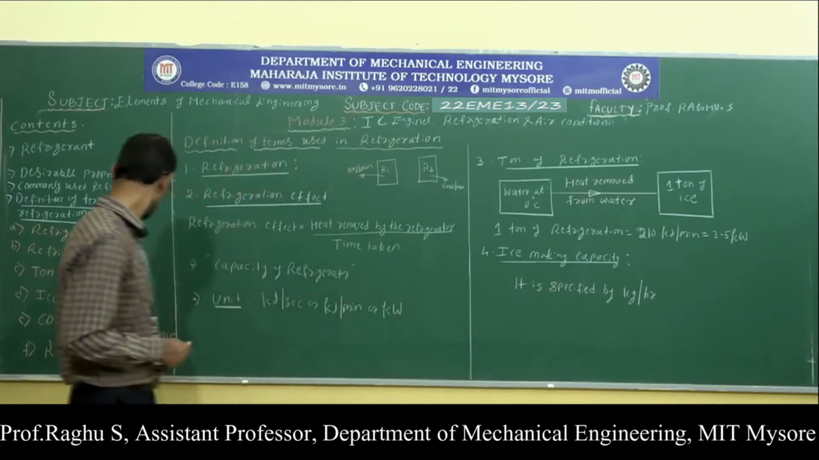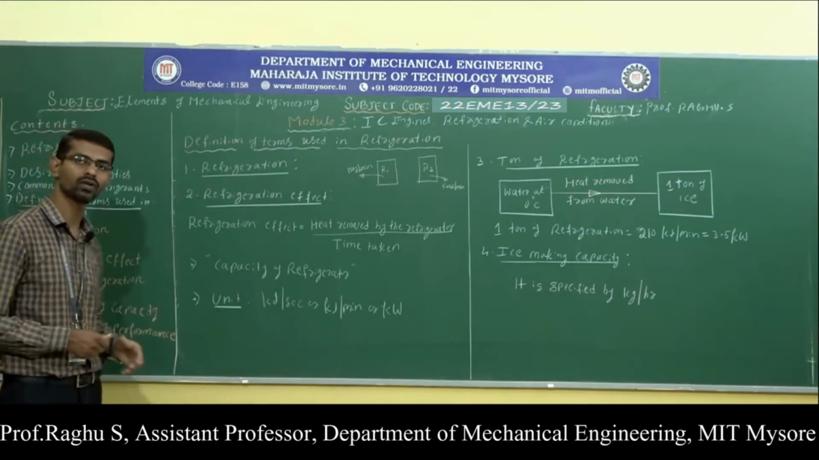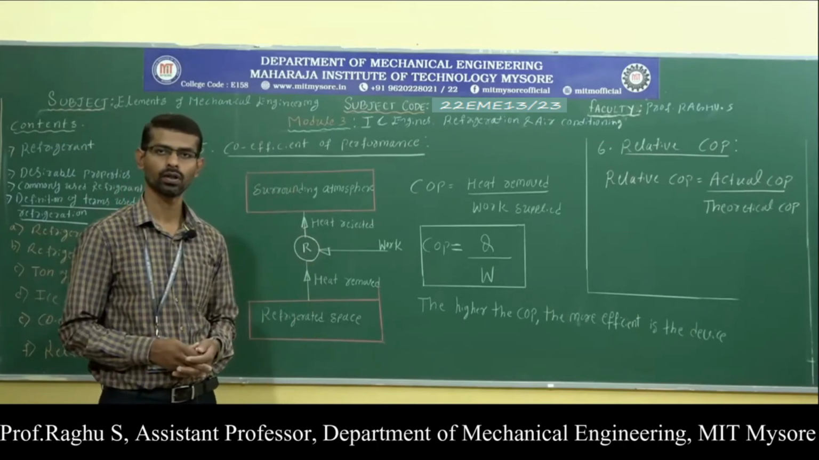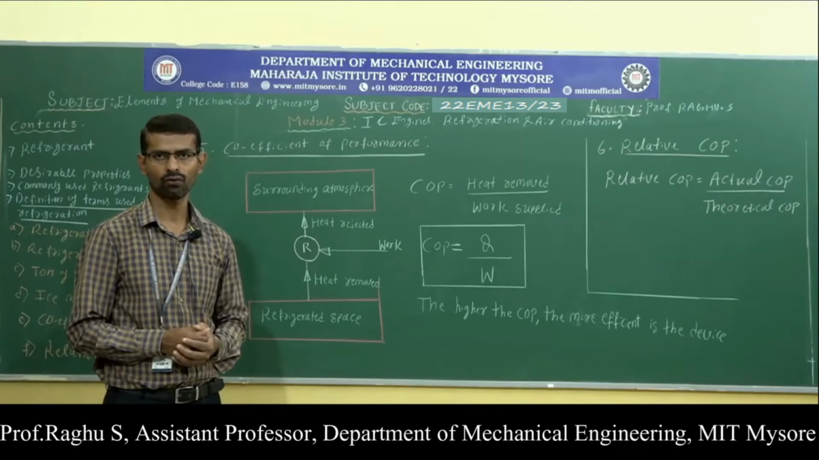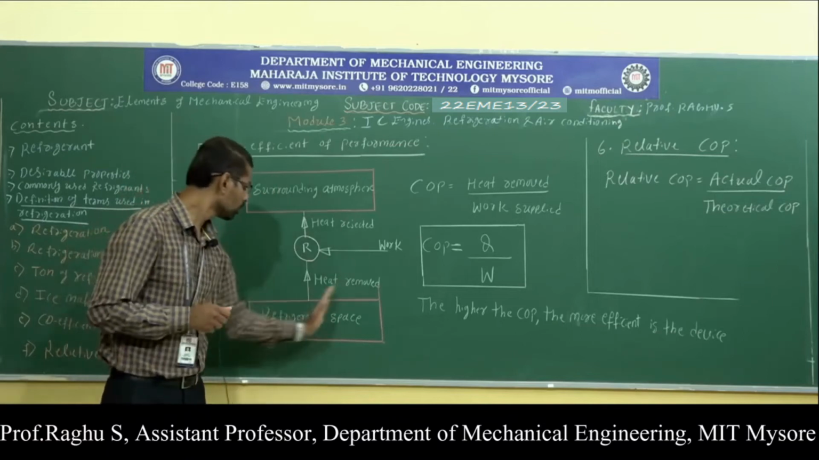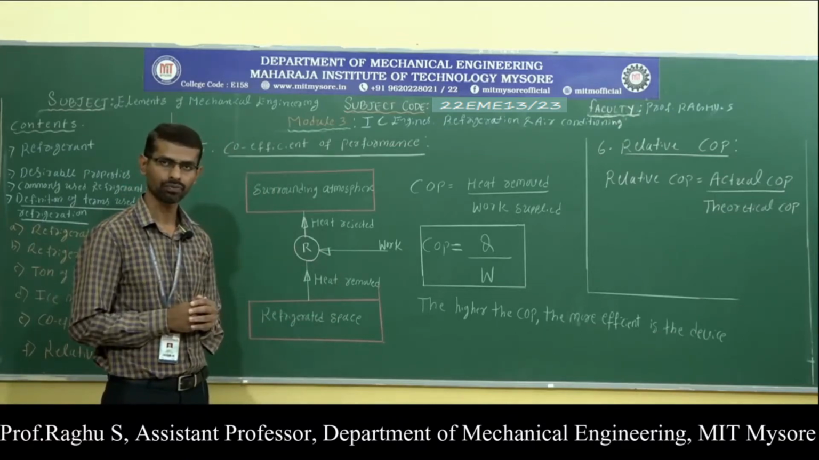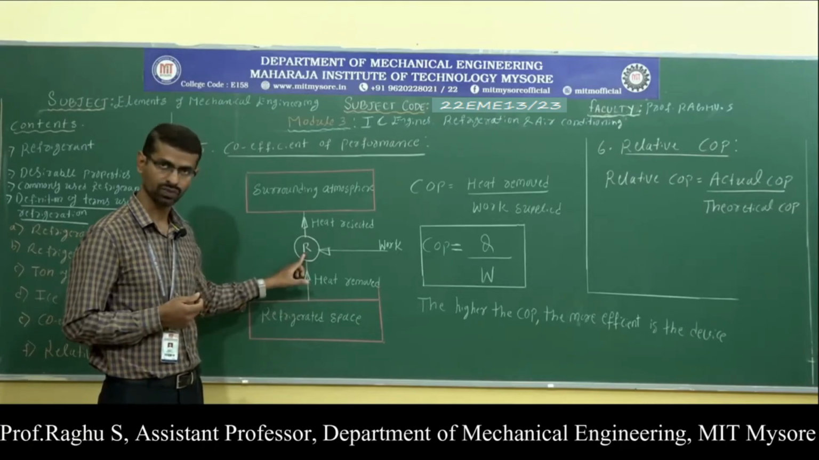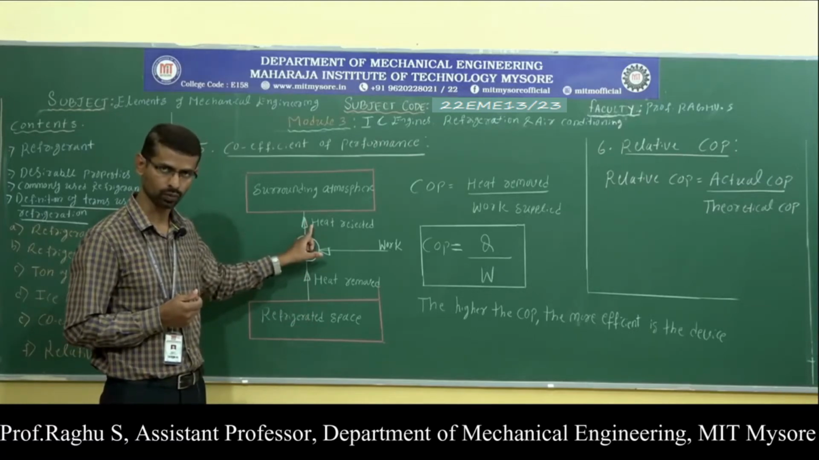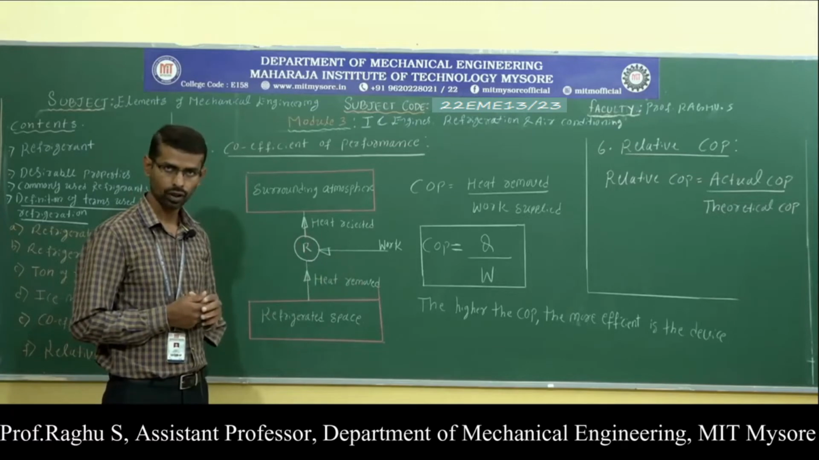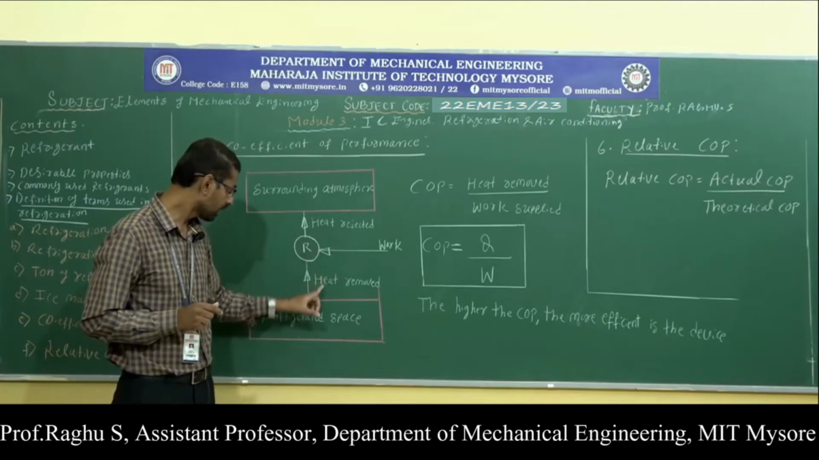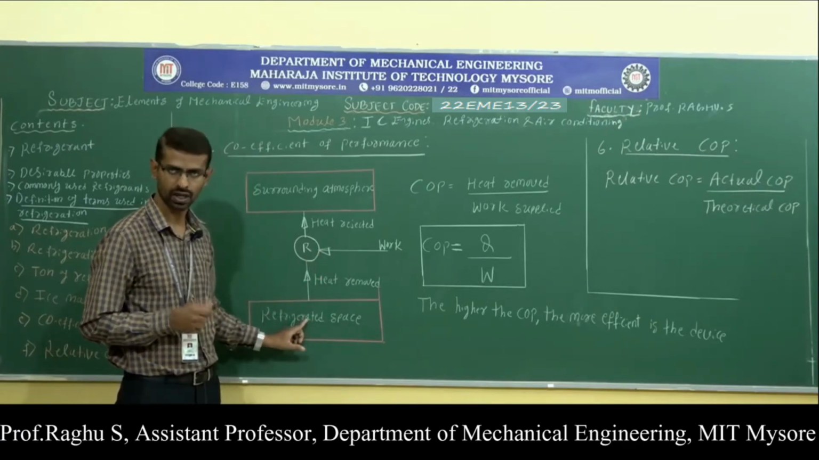So, next we will discuss the definition of coefficient of performance and relative coefficient of performance. Okay, the next definition, coefficient of performance. The performance of a refrigerator is measured by a factor called coefficient of performance or simply COP. This diagram shows a refrigerator system. The refrigerator removes heat from the refrigerated space and rejects the heat to the surrounding atmosphere. By taking external work, without this work the refrigerator does not work. Therefore, the refrigerator takes external work and removes heat from the refrigerated space or freezer.